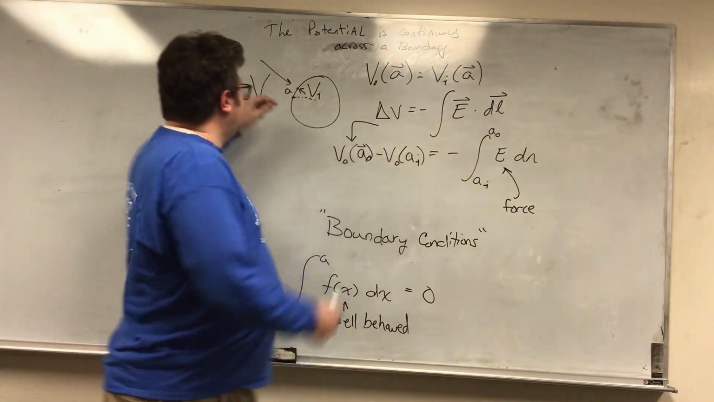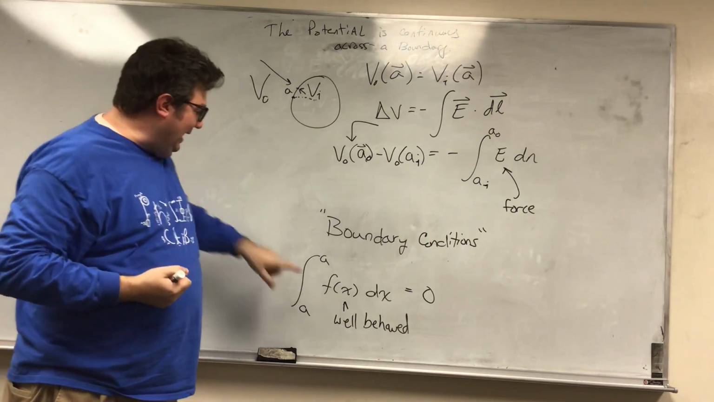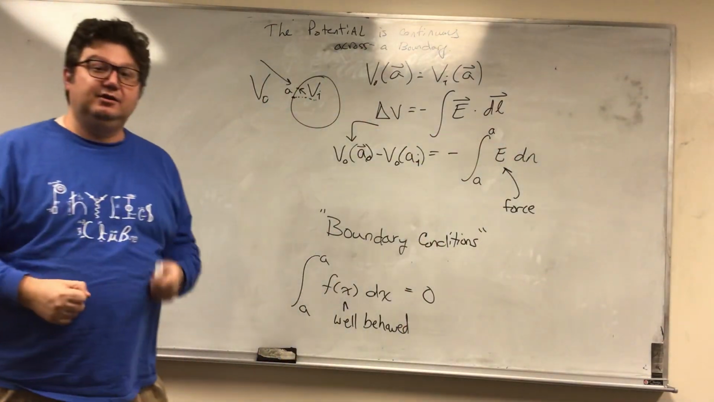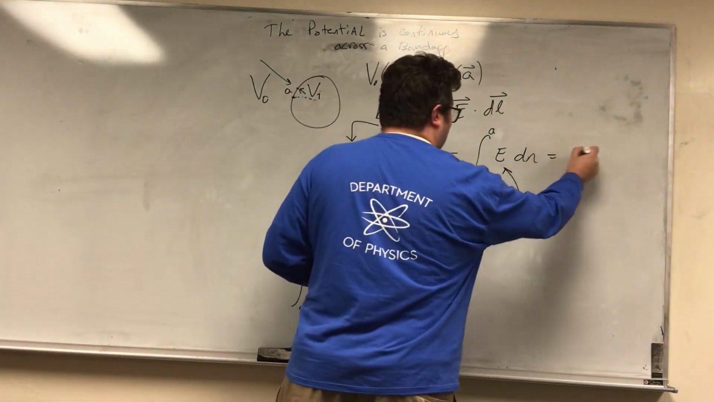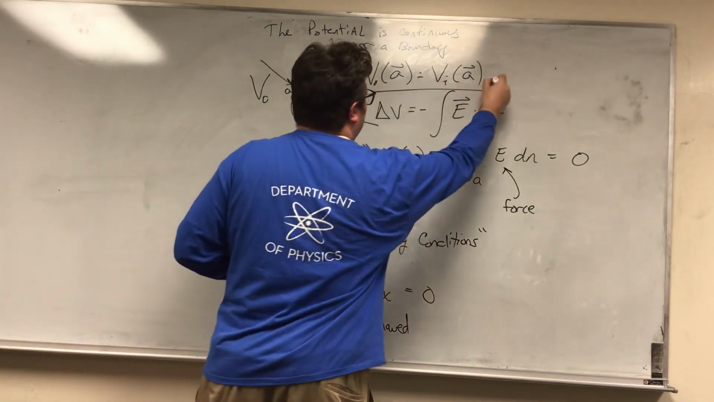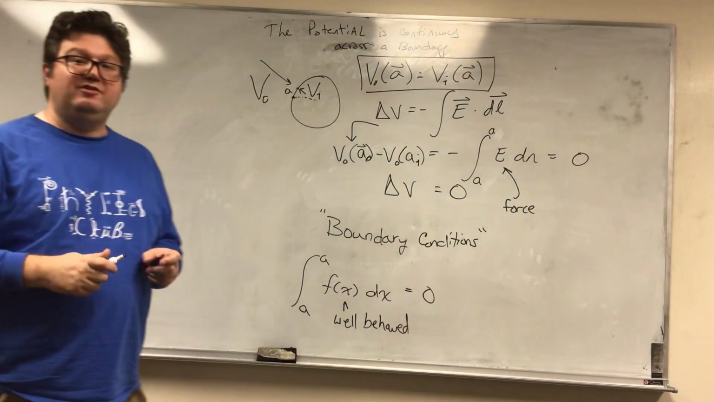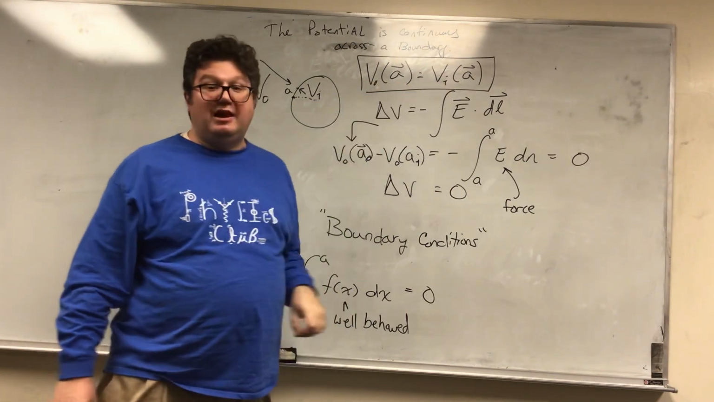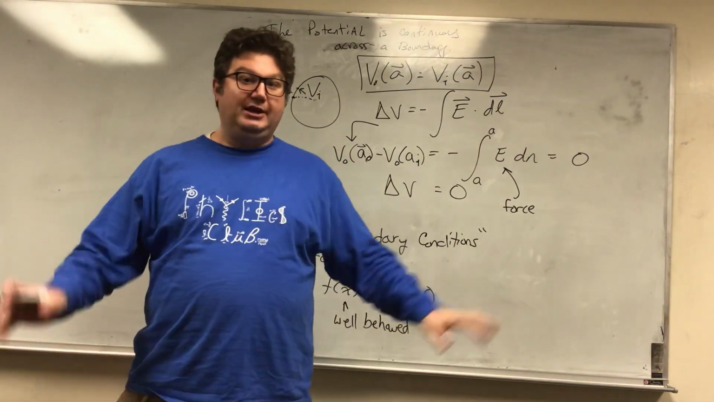So as I squeeze this integral closer and closer to that boundary, I get a thing where it looks like this, where I'm doing my integral from A to A. Well, I know that if I do my integral from A to A of a well-behaved function, this has to be equal to 0. So that tells me that the change in the potential across that boundary has to be 0, or that the outside potential has to equal the inside potential at that boundary. Okay, so that's the first boundary condition that we need to know about.